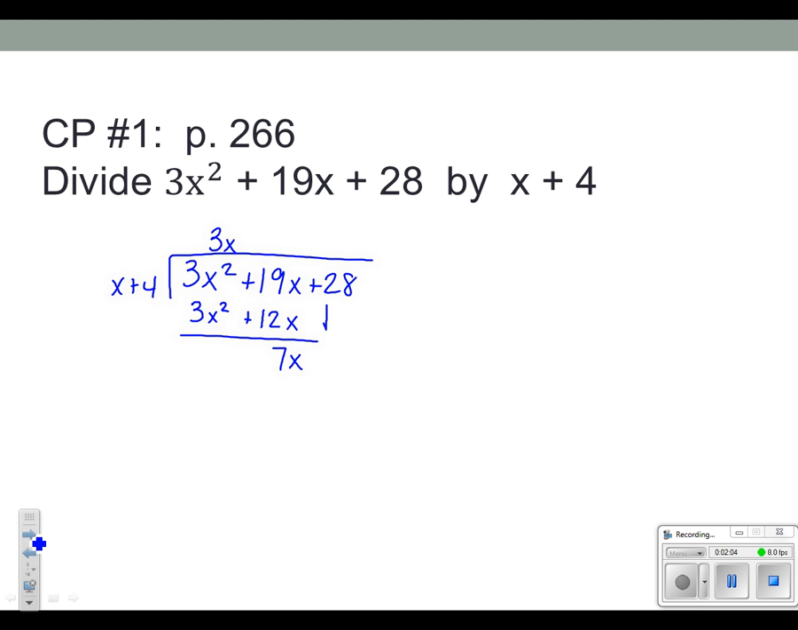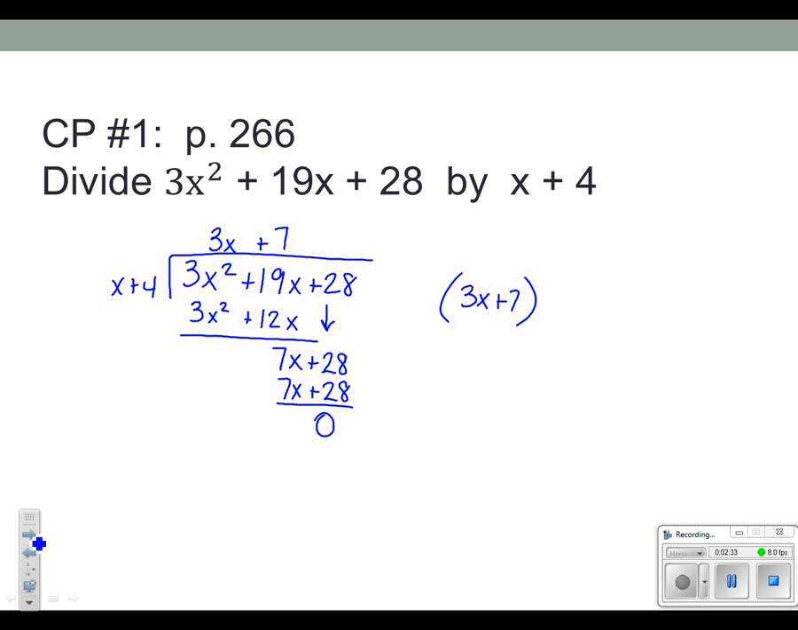Once you subtract in long division, you drop the next term. Now, how does x go into 7x? It will go a positive 7 times. 7 times 4 gives me 28. Subtracting, it is gone, so this one comes out even. It does not have a remainder. If one factor is x plus 4 and we divide it out, we find that our other factor is 3x plus 7.